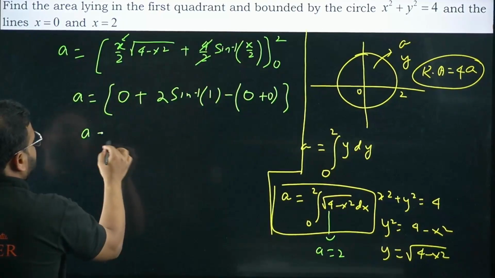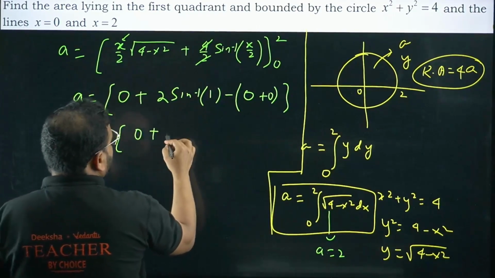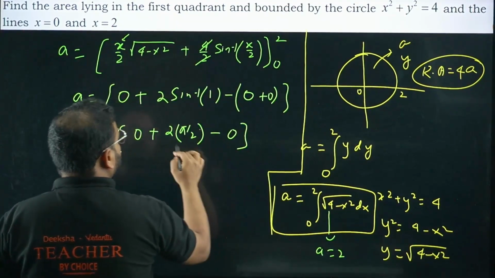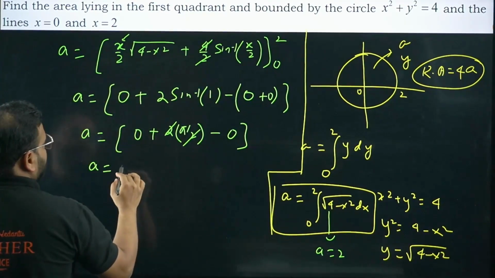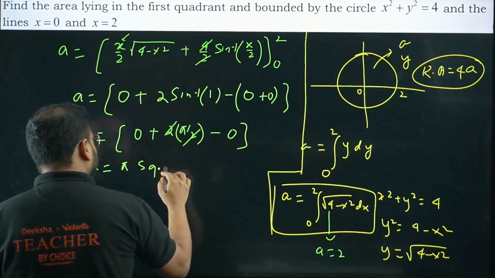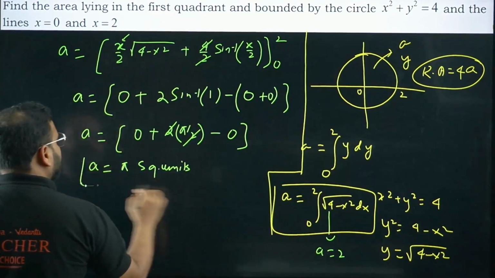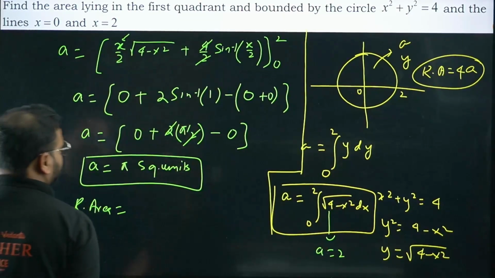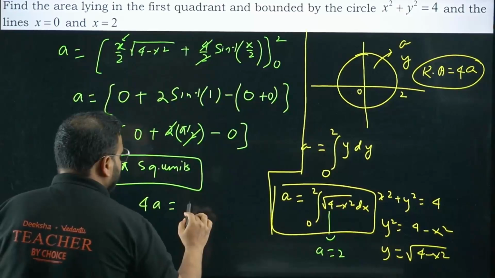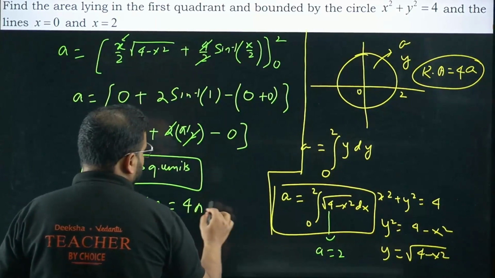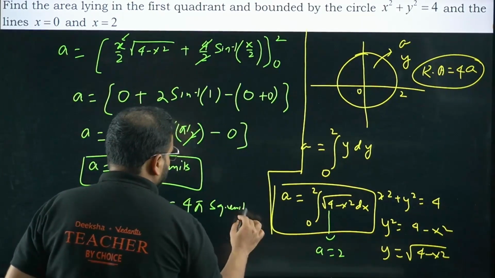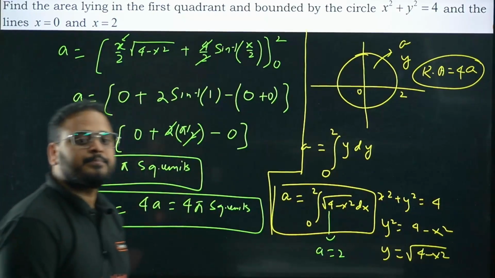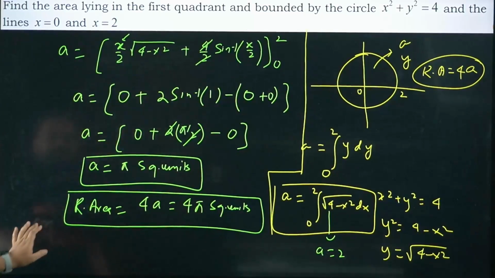So I'm getting the value of A as 0 plus 2 times pi by 2. The 2 and 2 cancel. So my small a is coming as pi square units, and my required area for the circle will become 4 times a, nothing but 4 pi square units. Please check, 4 pi square units. Done. Simple enough. Yes, these questions are being asked.